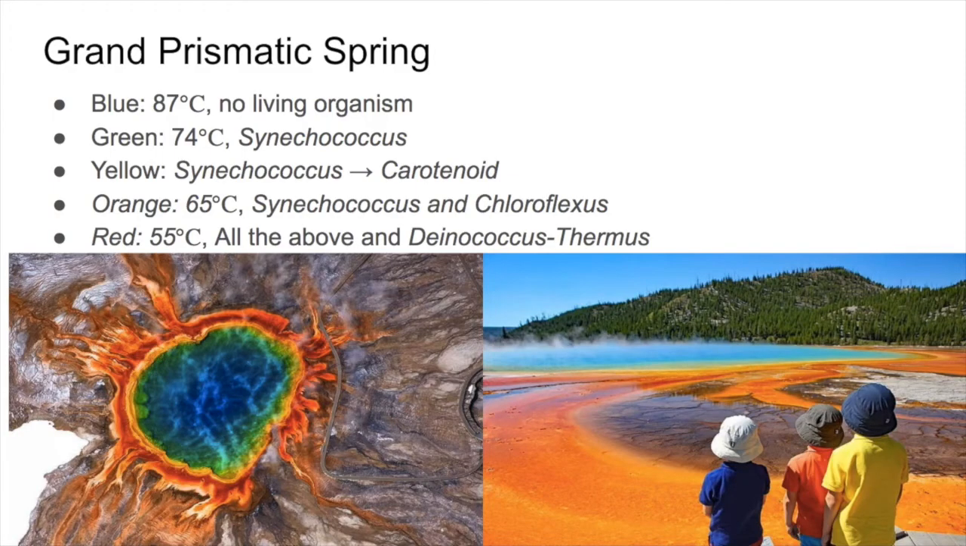The temperature at the center is too high for the majority of organisms to survive, which is why the water is blue in the middle. Then, as the water goes further and further away from the center, the water becomes cooler and cooler. There is then a green ring, where the water is at about 74 degrees Celsius.